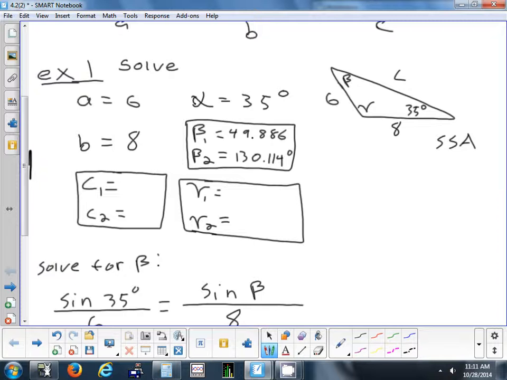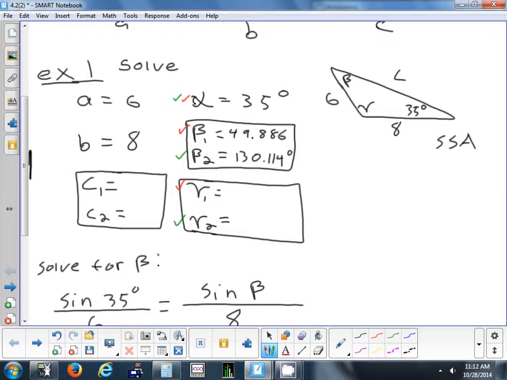So one of your triangles, let me go through which angles are in which triangle. Alpha is in both of them. The 35-degree angle is shared between the two problems. Alpha, beta 1, and gamma 1, put them in red. Those are three angles that are all in the same triangle. And then alpha is reused again, beta 2, and gamma 2. Those are three angles in the other triangle. Let's start by finding gamma 1 and gamma 2.